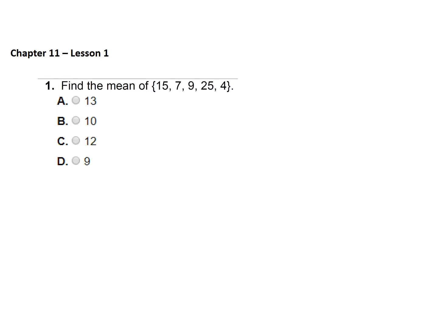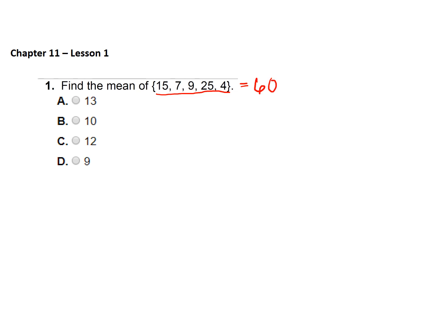Chapter 11, Lesson 1. Find the mean of 15, 7, 9, 25, and 4. The first step to find the mean is to find the sum of the data points. So we have to add all of these values together. When you add 15, 7, 9, 25, and 4 together, you get a sum of 60.